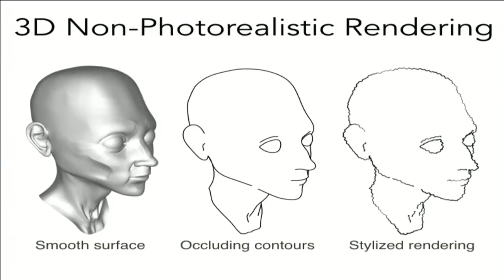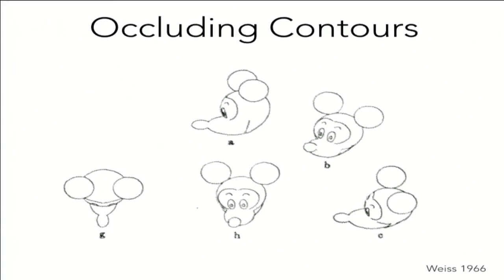This 3D non-photorealistic rendering is actually the oldest kind of computer graphics. It goes back to a paper at least by Ruth Weiss in the 1960s.